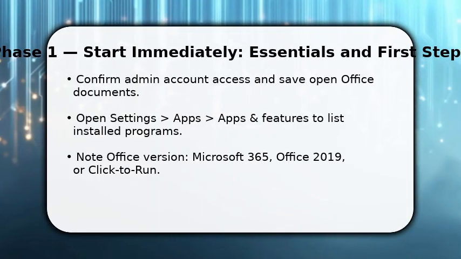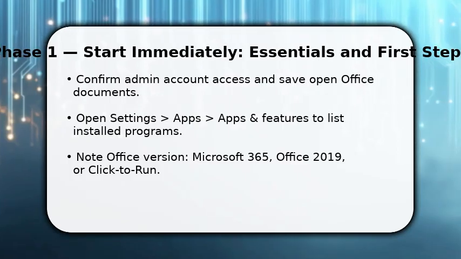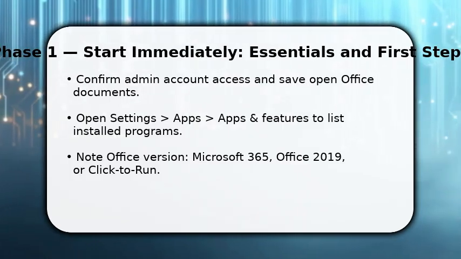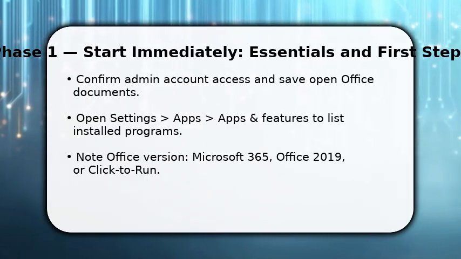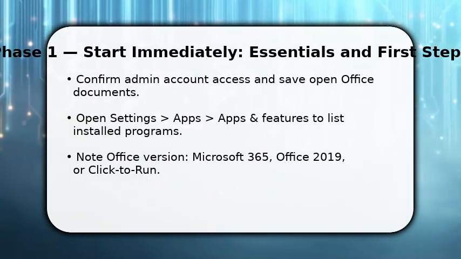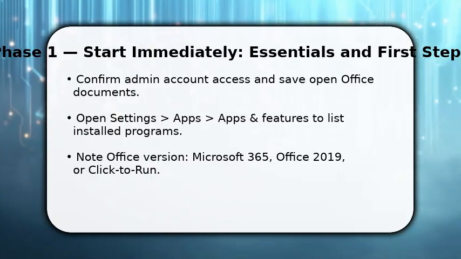You must start with admin access. You will not be able to uninstall without it. Once logged in, close all Office apps and save your work. Next, open Settings, choose Apps, then Apps and Features so you see the full list of installed programs.